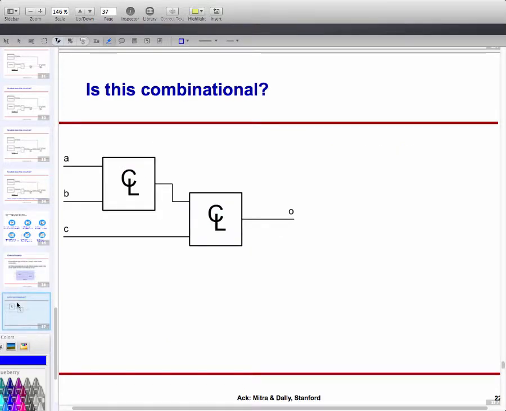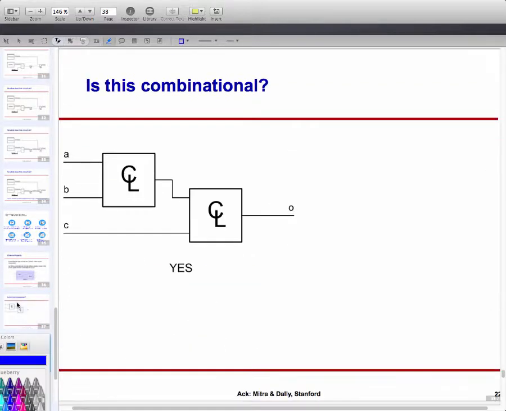Now, if we do have loops, then it can have memory. Not necessarily, but it can. So let's look at this one. What do you think? Is this combinational? No loops, right? I mean, it's just straight through wiring. So this collection of these two combinational logic is still combinational.